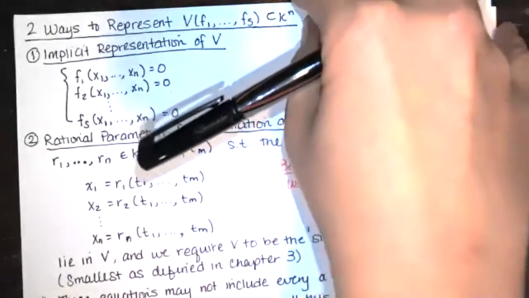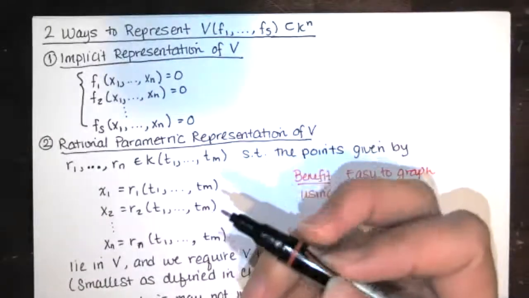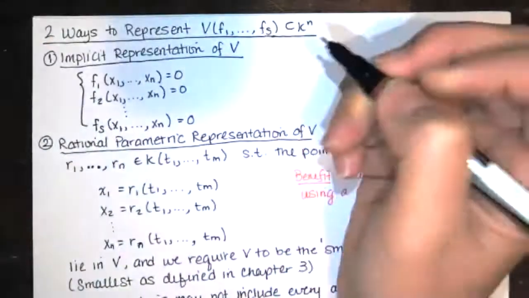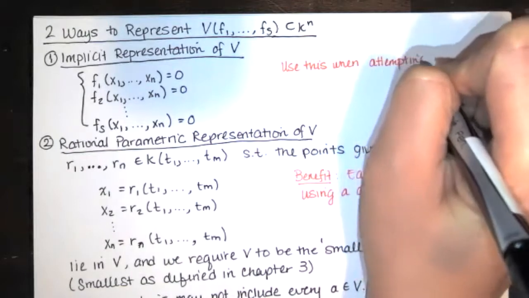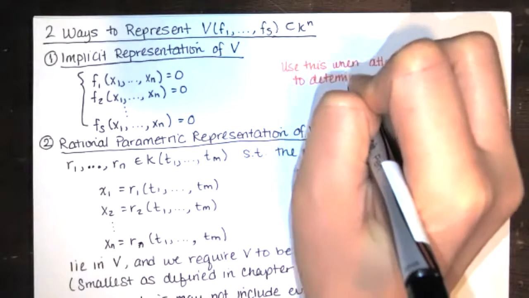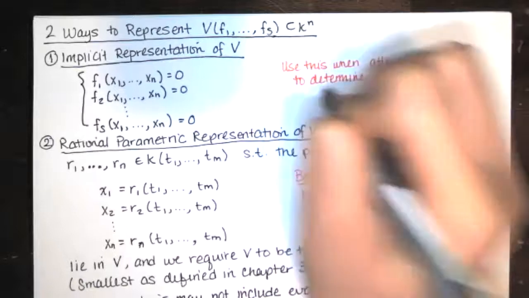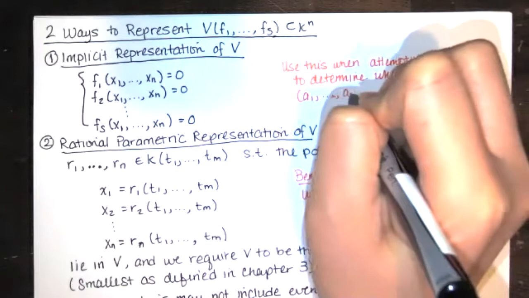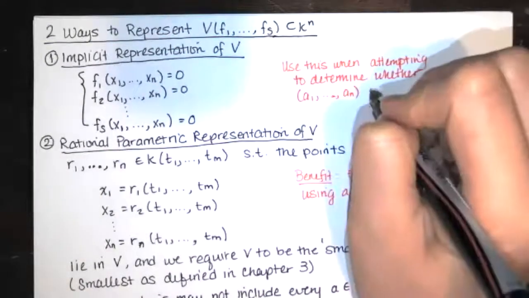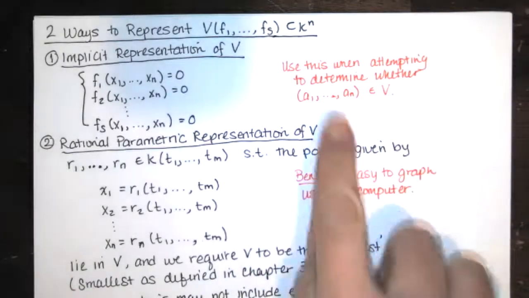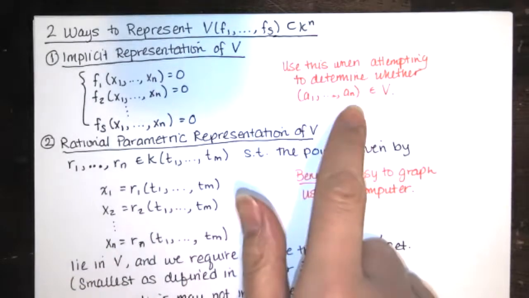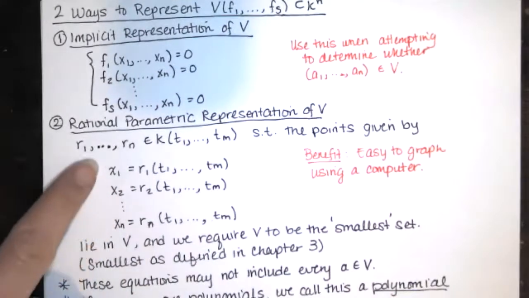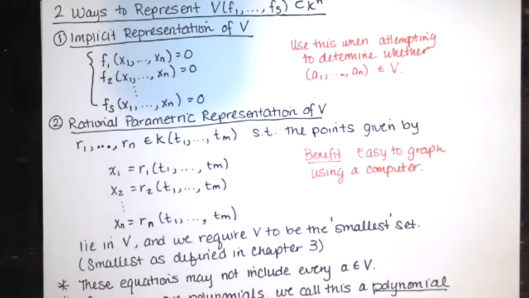Now, this representation is better when we're trying to determine whether a given point lies on the surface. So I might use this one when we're trying to determine whether a given point, a sub 1 through a sub n, I said lies on the surface, but what I mean is whether that point lies in V. So the way you can tell here is just plug in that point to all these equations. If you get 0, then you're good. If you're trying to use these to determine whether that point is in V, you would be replacing x sub 1 through x sub n with a sub 1 through a sub n, and then you'd have all of these equations. It's a little bit harder to see. Let me give you an example of that.